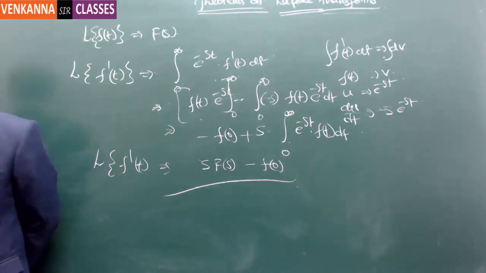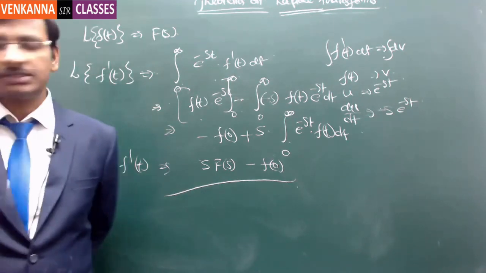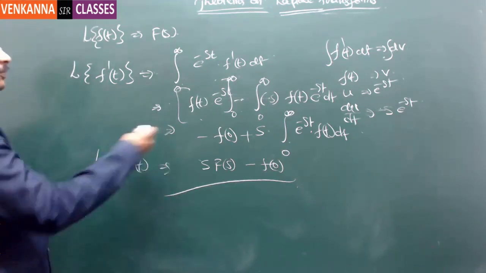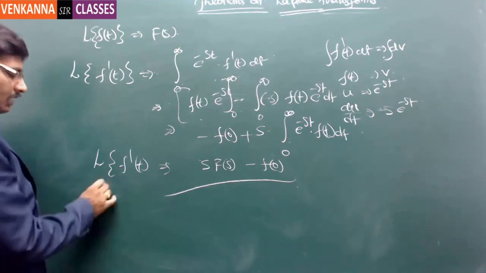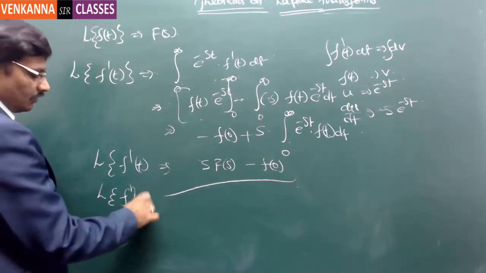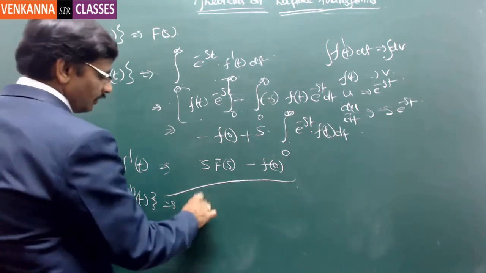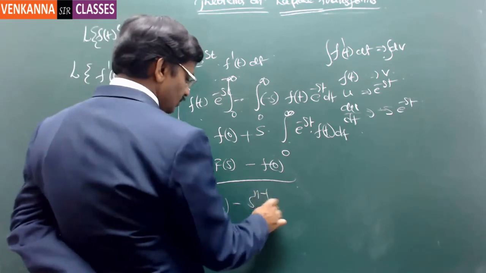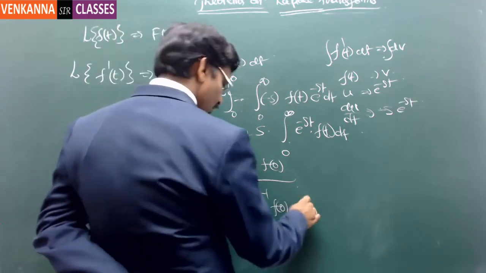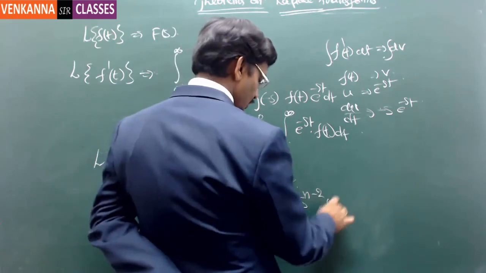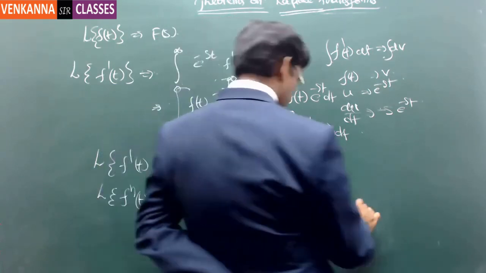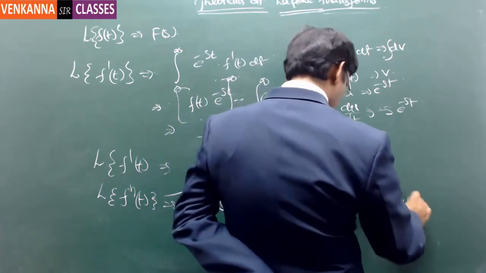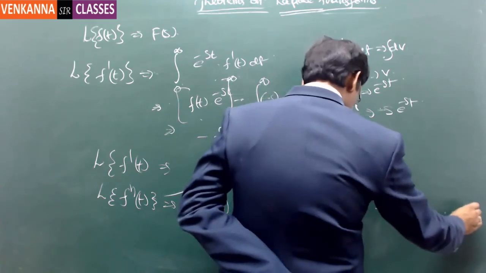Got it? So minus f of 0, it's not f of 0. Exactly in the similar manner, if you apply it for the nth derivative, the Laplace transform of the nth derivative of f of t is nothing but s power n into F of s minus s power n minus 1 into f of 0 minus s power n minus 2 into f dash of 0 plus or minus s power n minus 3 into f double dash of 0 plus and so on.